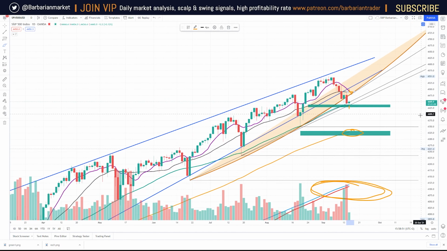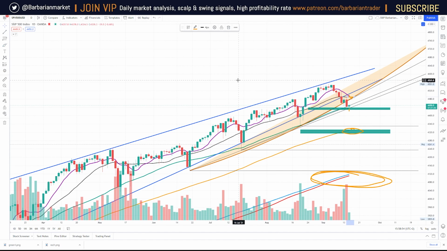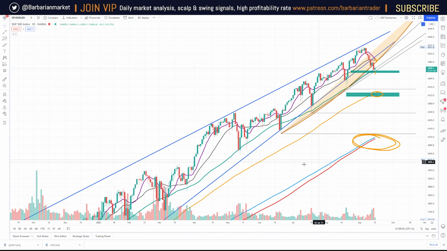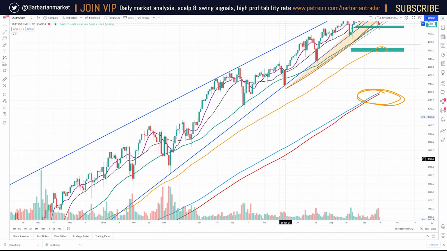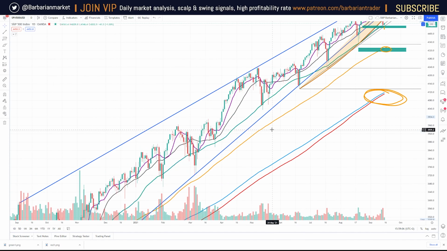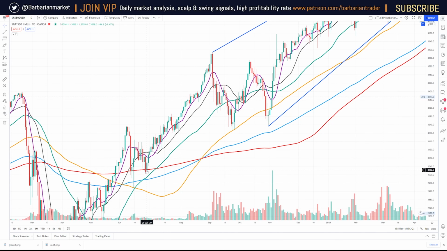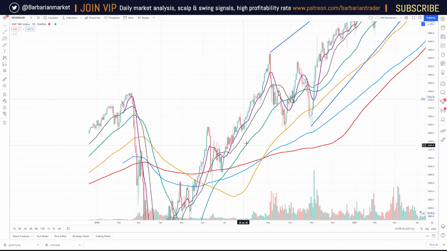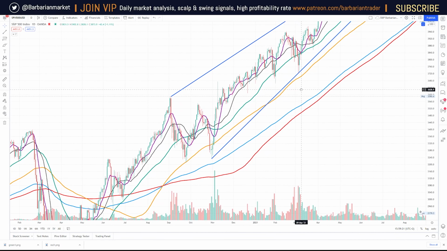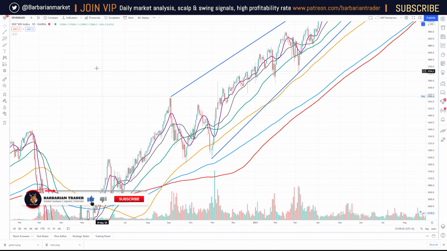Let me show you the 200 moving average, sorry. It's the red one. So we have the 200 estimated moving average in blue, and the 200 moving average in red. The S&P 500 didn't test the 200 moving average since around the 26th of June last year. So we have more than 1 year when the S&P 500 didn't test the 200 moving average. And it's a little crazy.